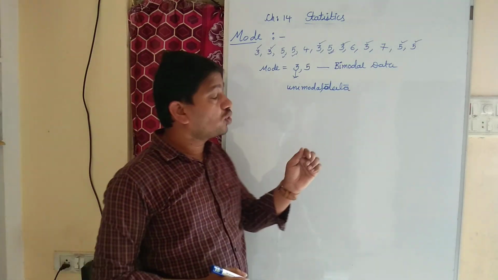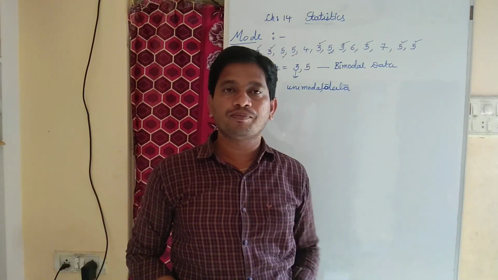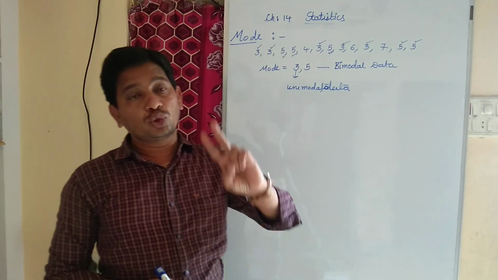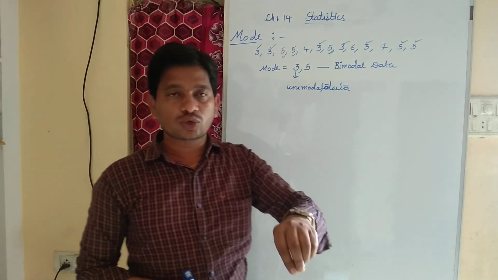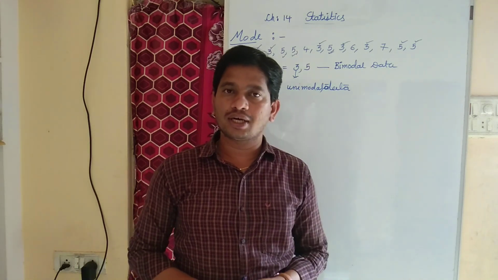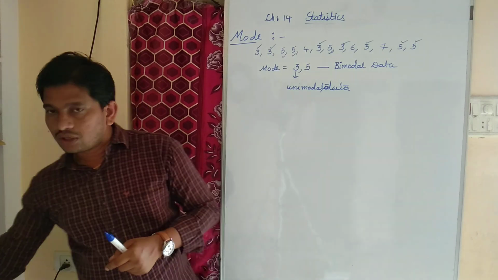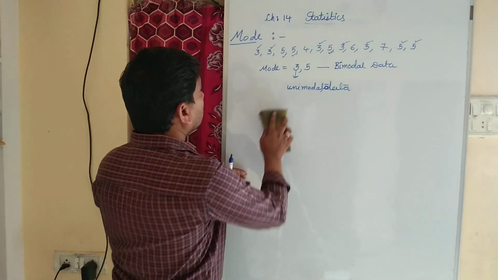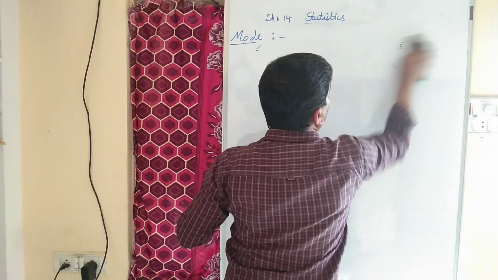If only one observation is repeating several times, that is called unimodal data. If two observations are repeating several times, that is called bimodal data. So this is about the mode of data. Now let us discuss how to find the mode of grouped data. Our session is about mode of grouped data.